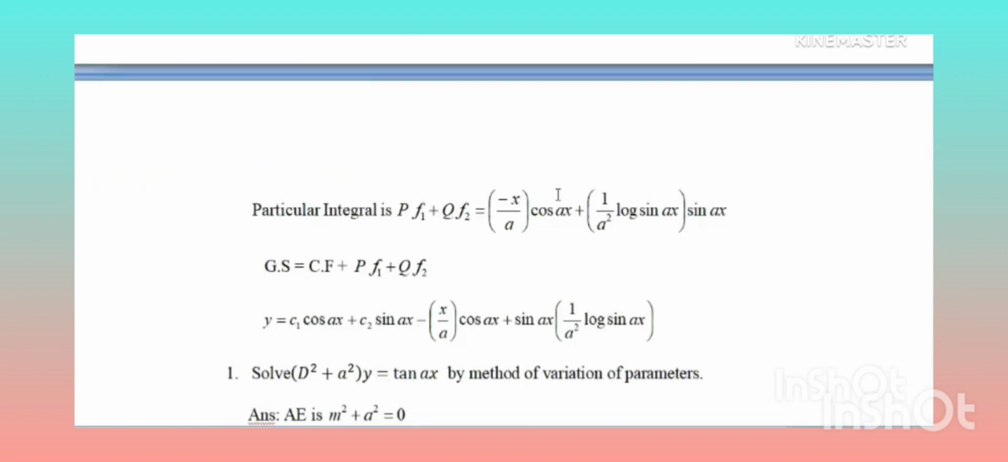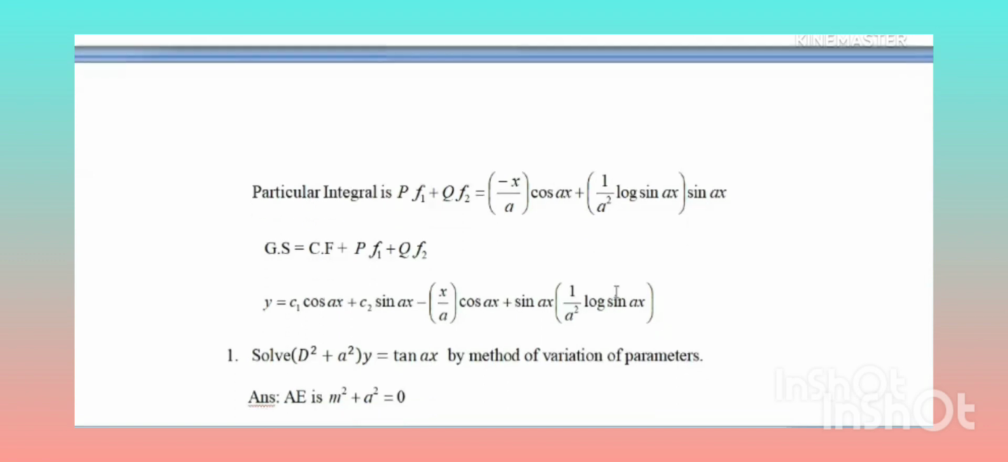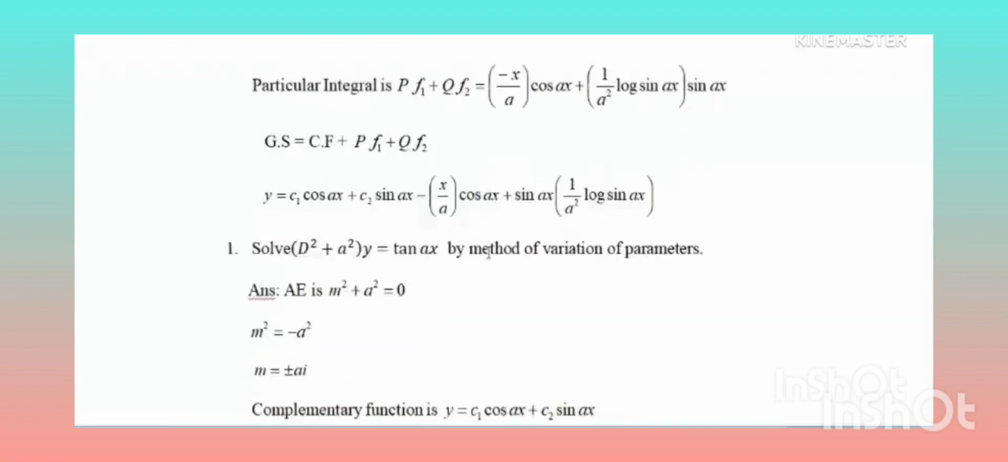So therefore, the particular integral is pf1 plus qf2. f1 is cos ax, f2 is sin ax. P value using the formula we have got, q value also using the formula we have got, 1 by a square log of sin ax. So this is the particular integral. So general solution is complementary function plus particular integral. Okay, so in this way you can solve this type of problems.